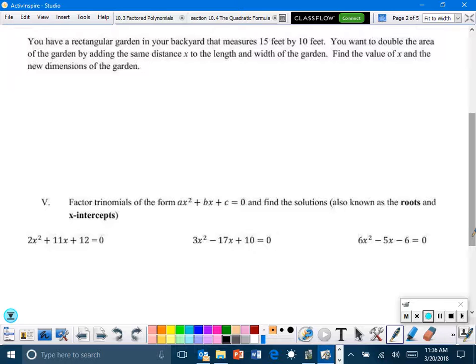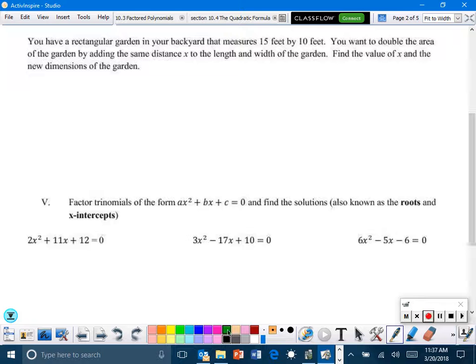You have a rectangular garden in your backyard that measures 15 feet by 10 feet. You want to double the area of the garden by adding the same distance x to the length and width of the garden. Find the value of x and the new dimensions of the garden.